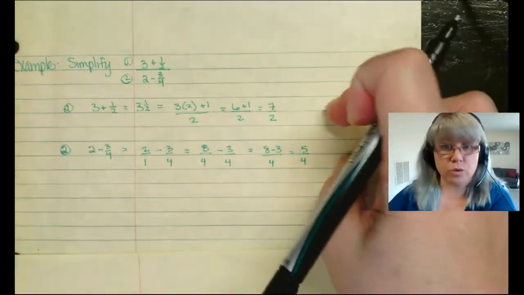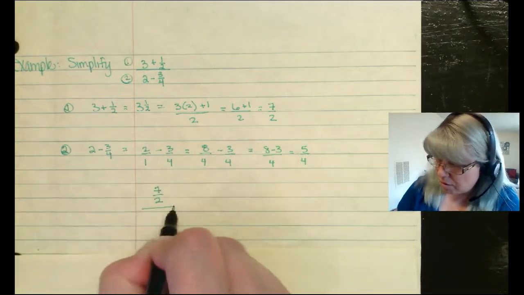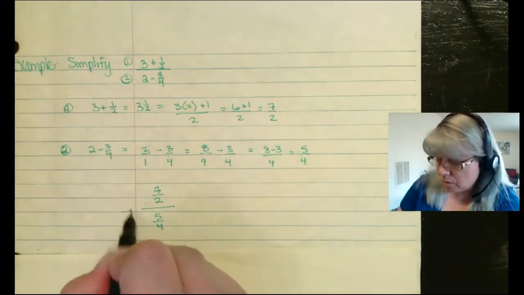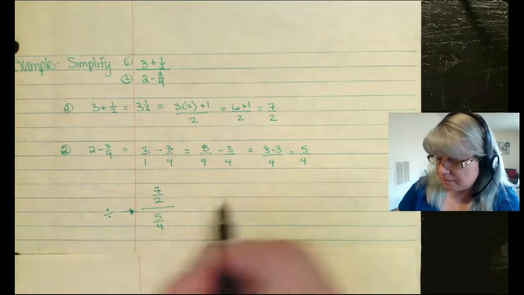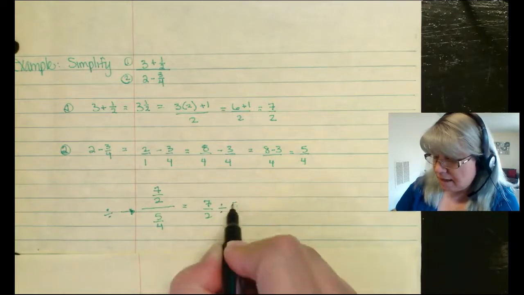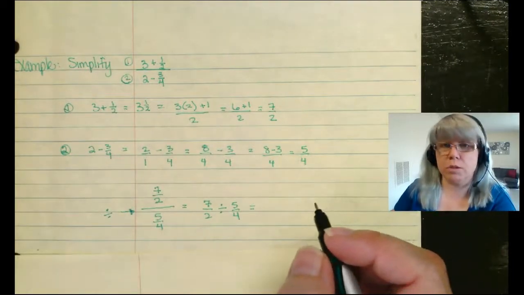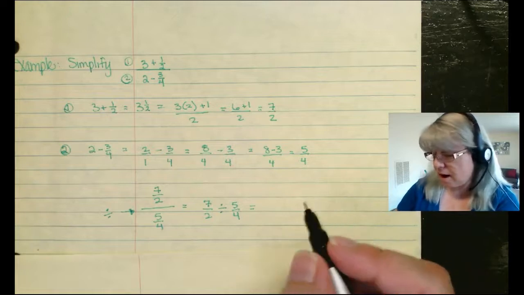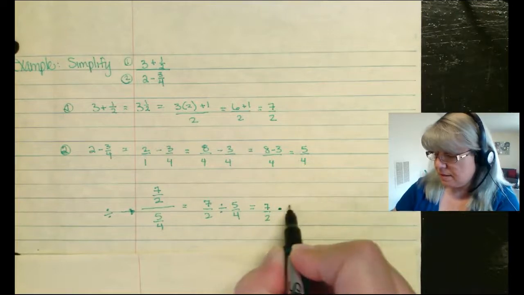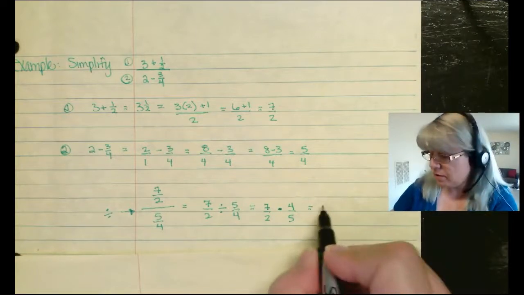Now I'm going to put my two values back together. 7/2 all over 5/4. But we treat this now, this bar, as division. All right, 7/2 divided by 5/4. But we don't do division of fractions. We need to change it to the multiplication of the reciprocal of the second fraction. So 7/2 times 4/5. And I'm going to go ahead and break it down into prime numbers.